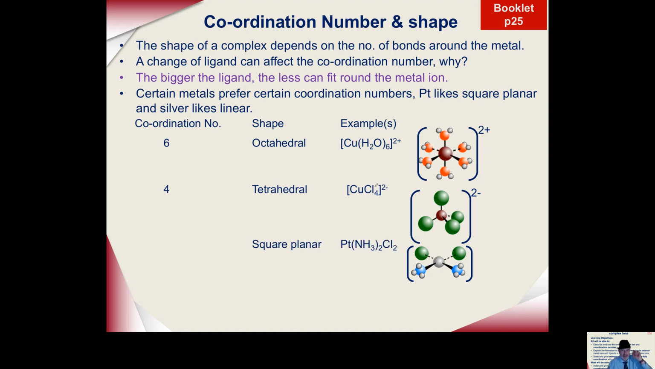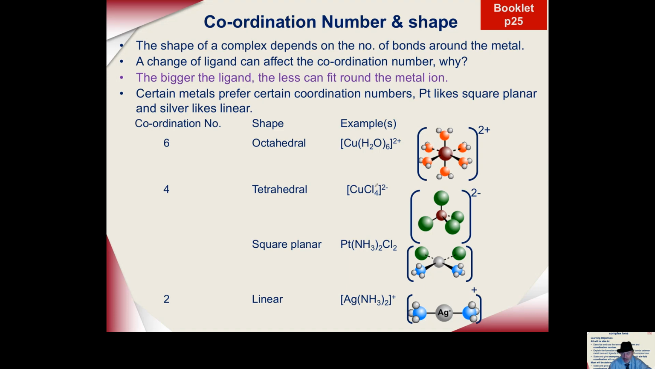Right, square planar, we've got platinum. So what we're going to call this is diamminedichloroplatinum. In this case the platinum has no charge, and so the complex has no charge, and the coordination number there is 4. That one likes to be square planar as opposed to tetrahedral. Some of these you just have to be aware of.